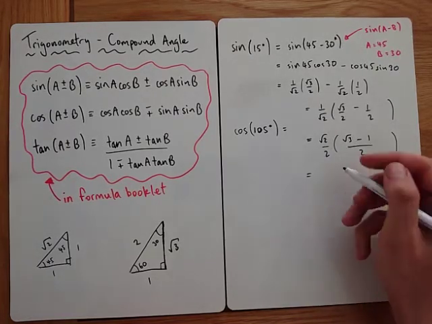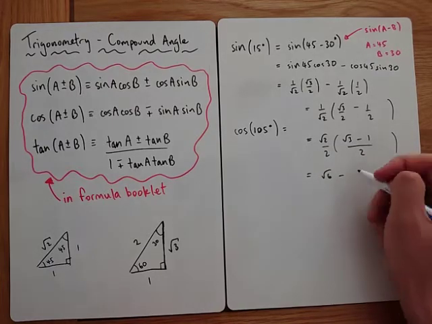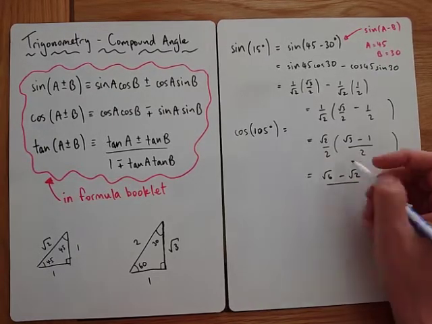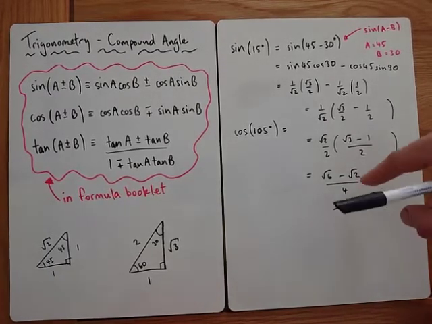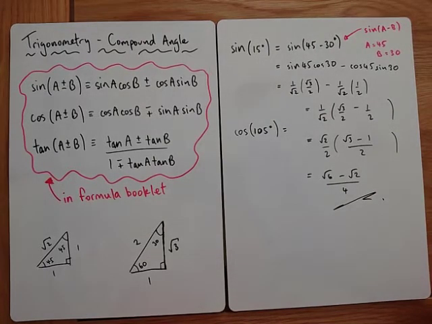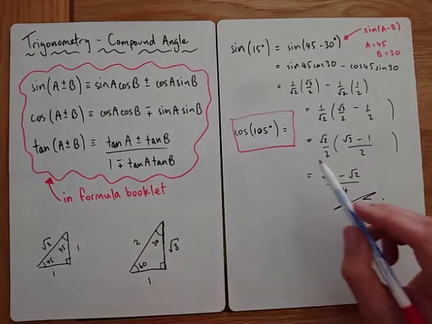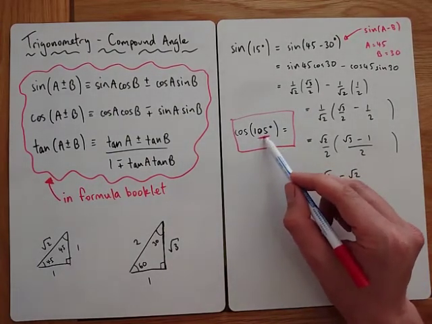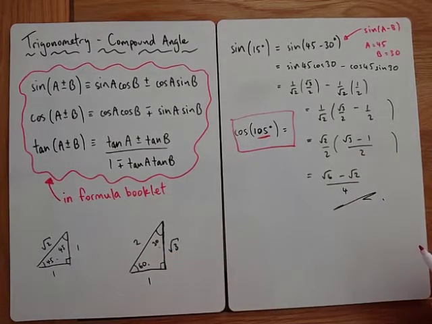Root 2 times root 3 would be root 6, minus, root 2 times minus 1 would be minus root 2, all divided by 4. So without using a calculator, we can get an exact expression for different angles, sine of 15 degrees. Maybe pause and try to do the same for cos of 105 degrees. So think about how we can get 105 degrees using these angles that we already know about.